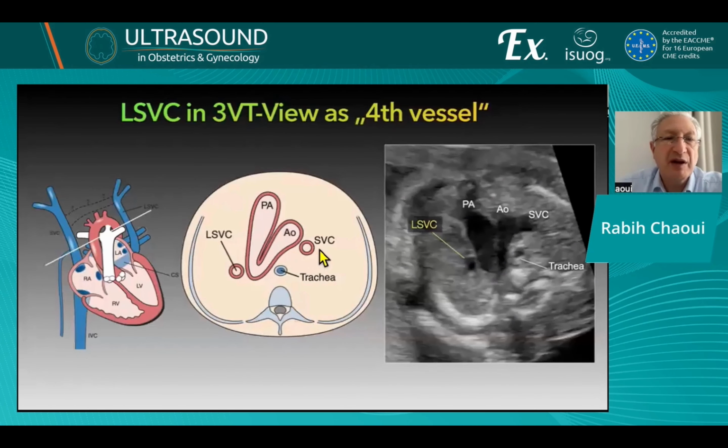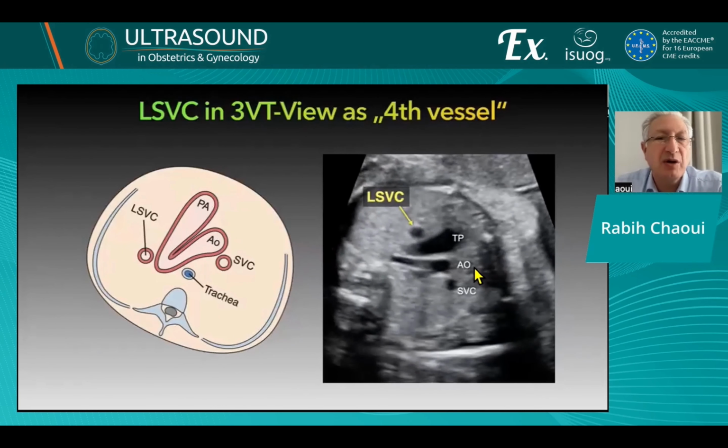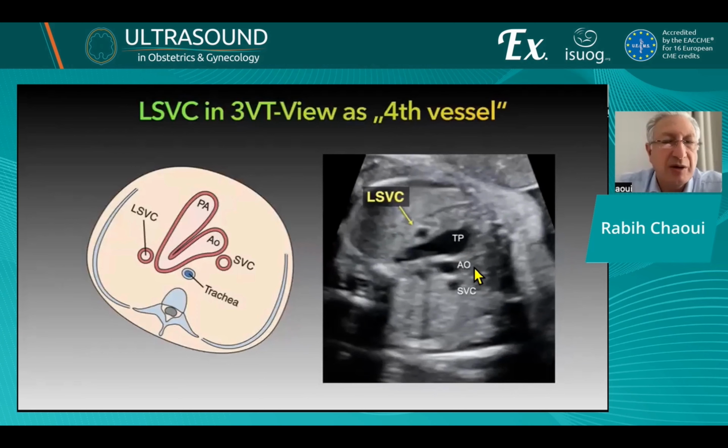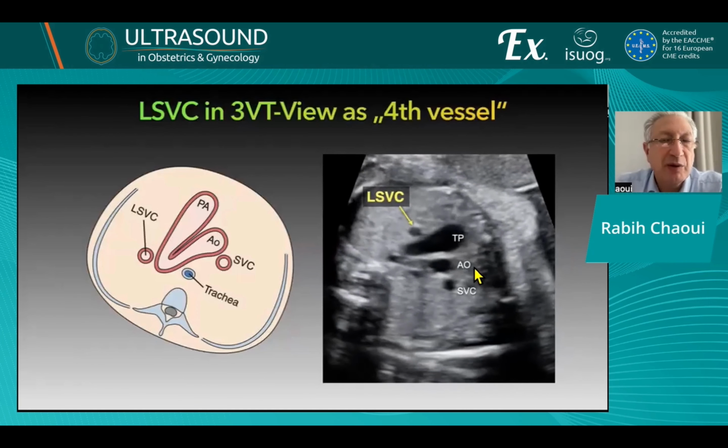Moving to the three-vessel trachea view, you will find a fourth vessel. This vessel is not in the anterior part, but more in the posterior part, and here it is well seen as an LSVC. This is why I don't seek it at the same level of the SVC, but more at the level of the ductus arteriosus as a fourth vessel. You see here on the color Doppler, on a video clip, how it looks.